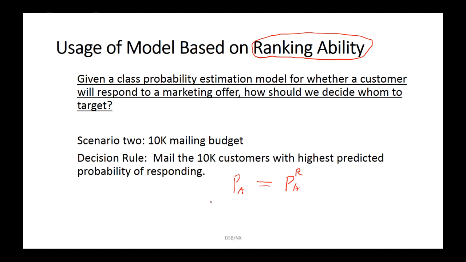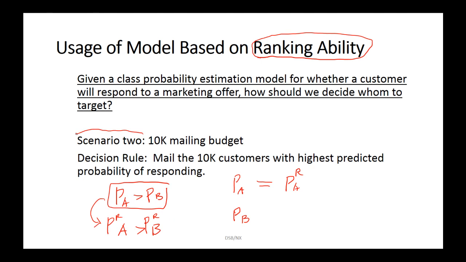But this time, what I'm more concerned about is, if I have a probability estimation for customer B, and based on our model I have P sub A greater than P sub B, meaning according to our estimation, A is more likely to respond than B, then in reality A actually has a higher probability to respond than B. This should lead to this. It might seem subtle, but it's quite a departure from scenario 1. Now we're going to talk about how to measure the ranking ability of a classification model.